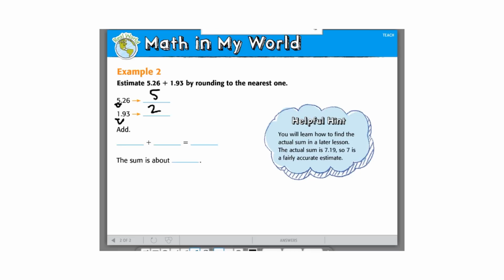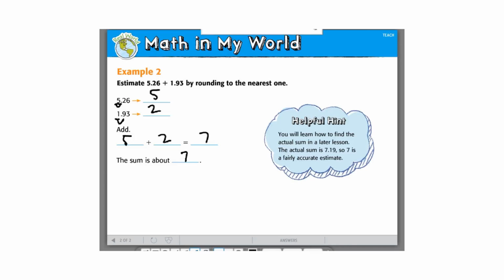Okay, watch this first and then he can show you in a second. So we're going to add 5 and 2 and we get 7. So the answer will be about 7. So if I were going to the store and I were buying 2 things, one cost $5.26 and the other cost $1.93, and I know I only have a $10 or something, I want to make sure I have enough money, then I could round those to the nearest dollar. Then that way I could easily add them in my head.